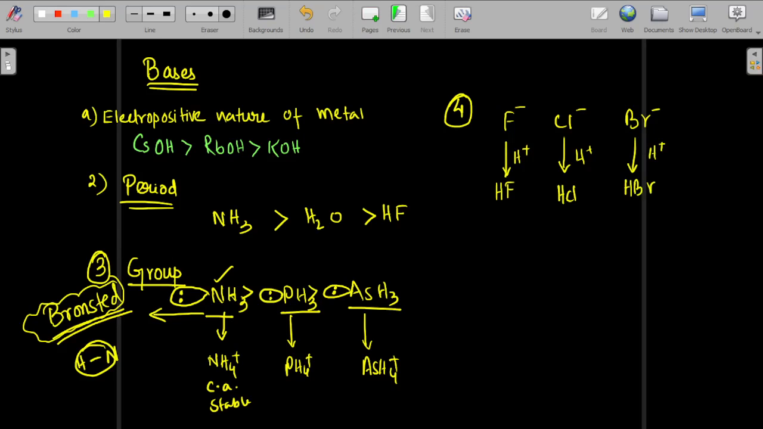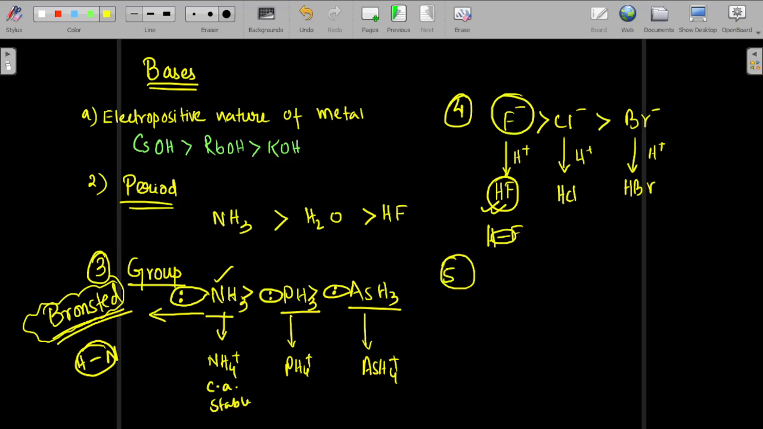And in this, which is the most stable acid? This is the most stable acid because H and F have a very low bond length. So it is very stable. So that means this is a very good base. This is the order. Number 5.